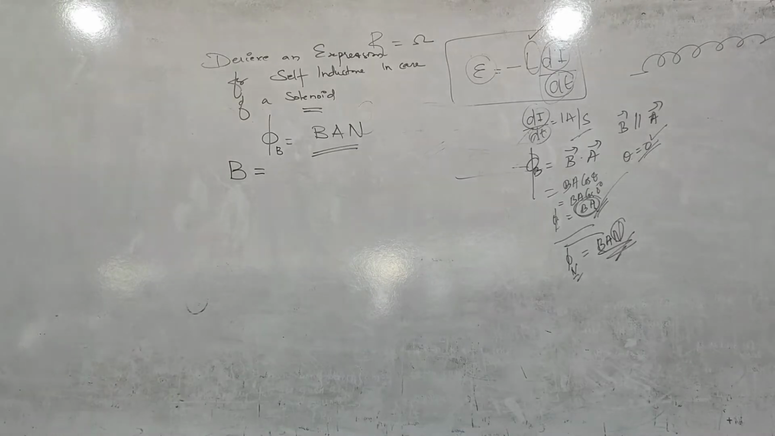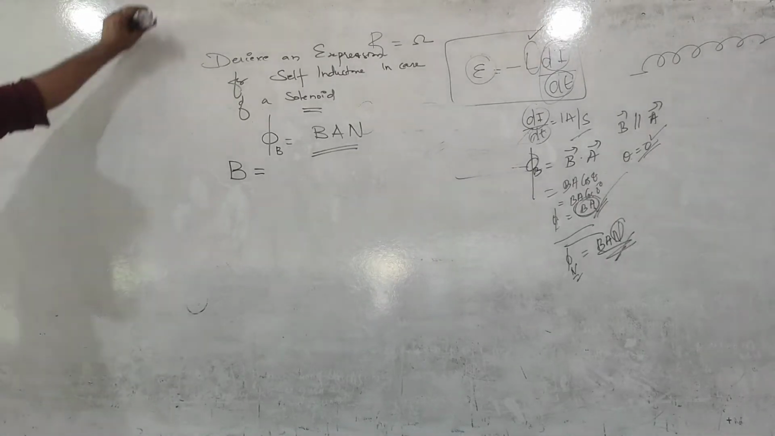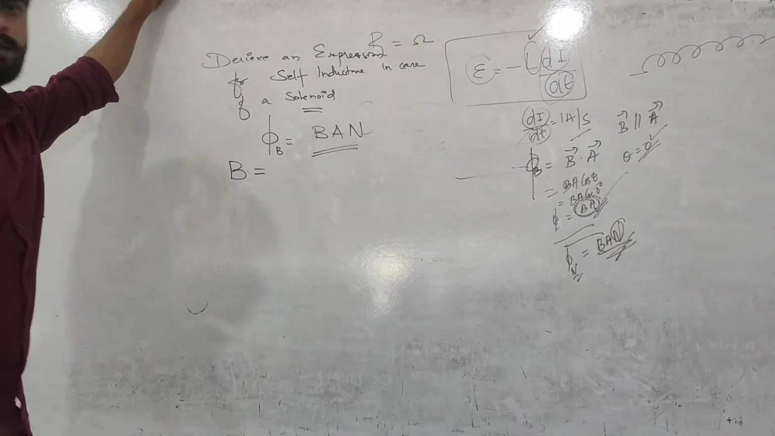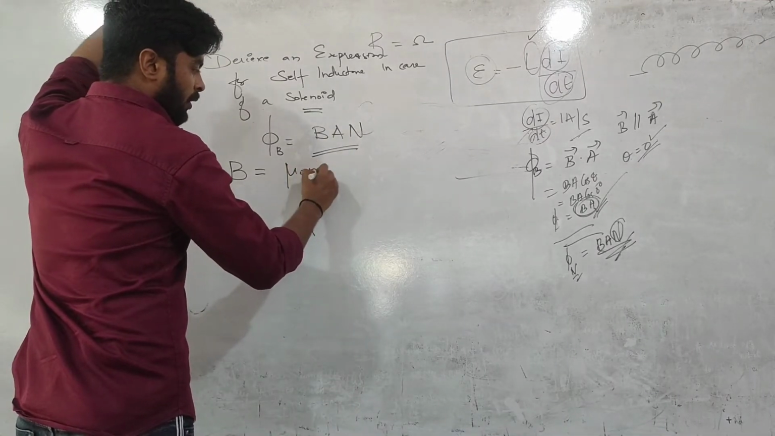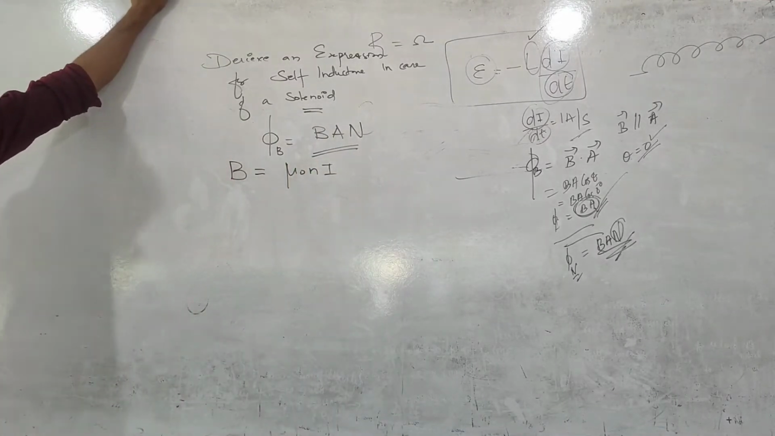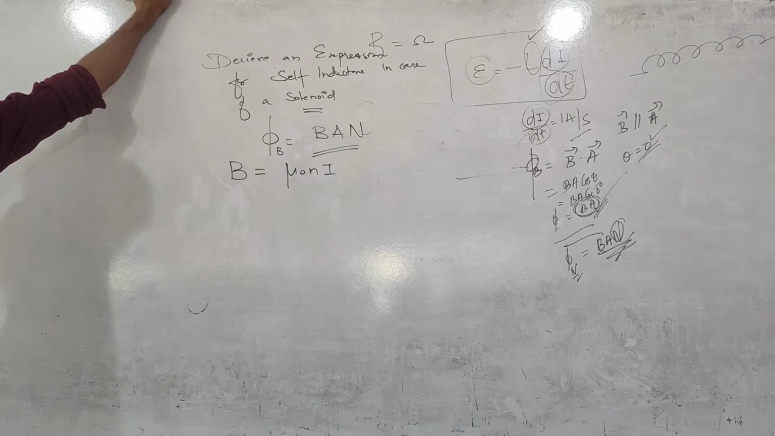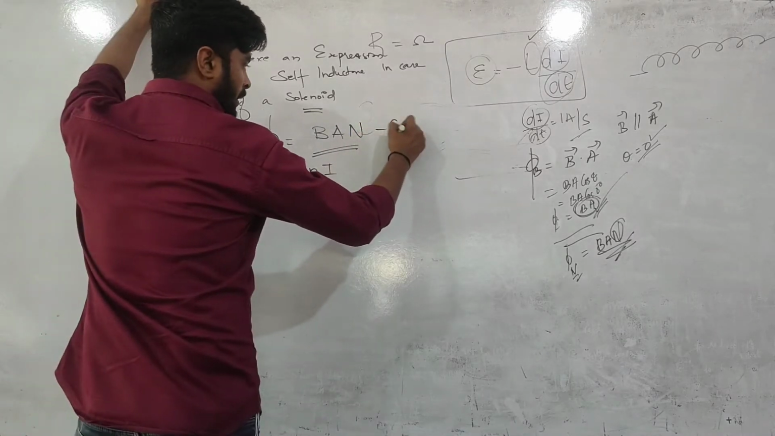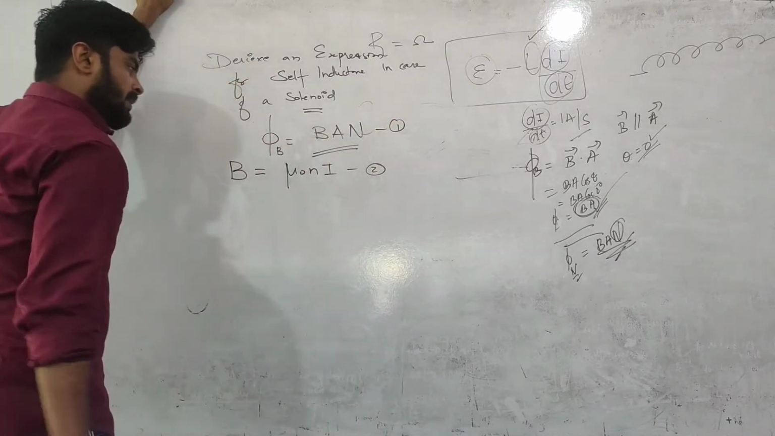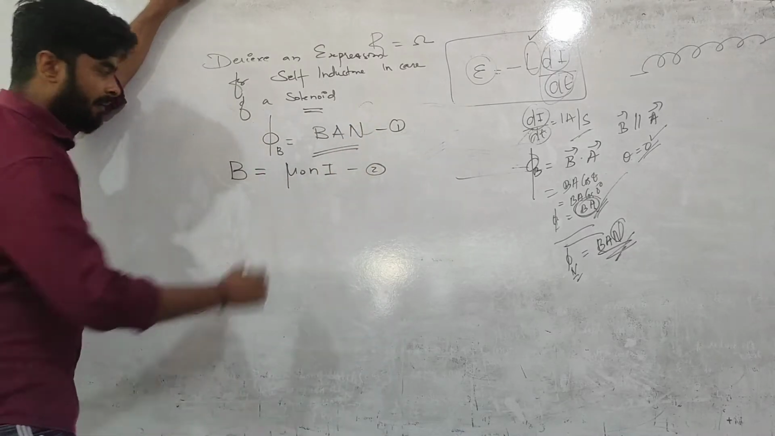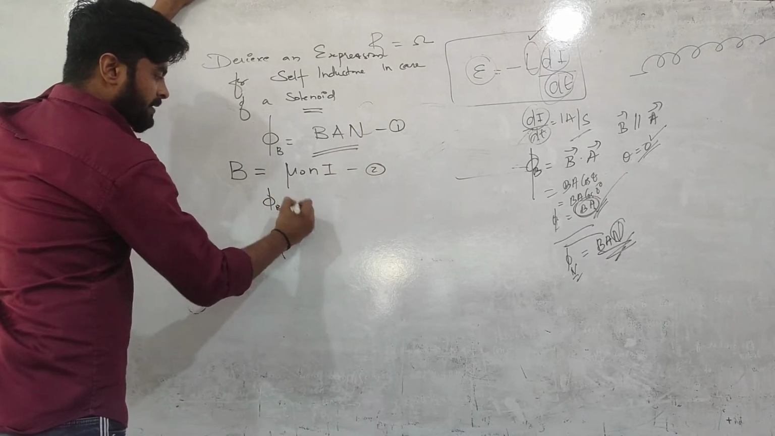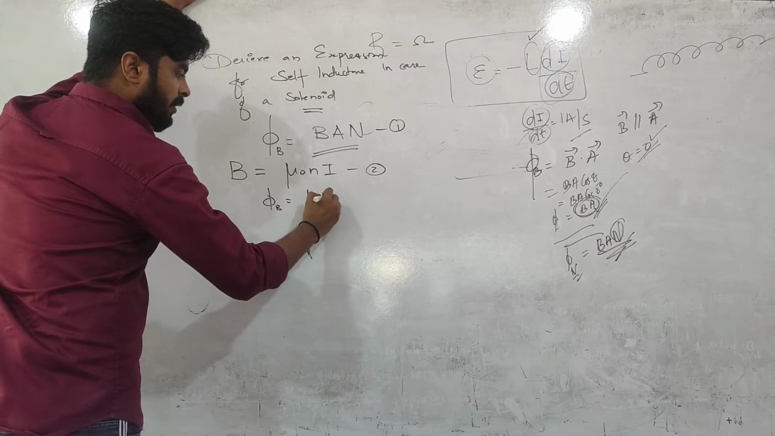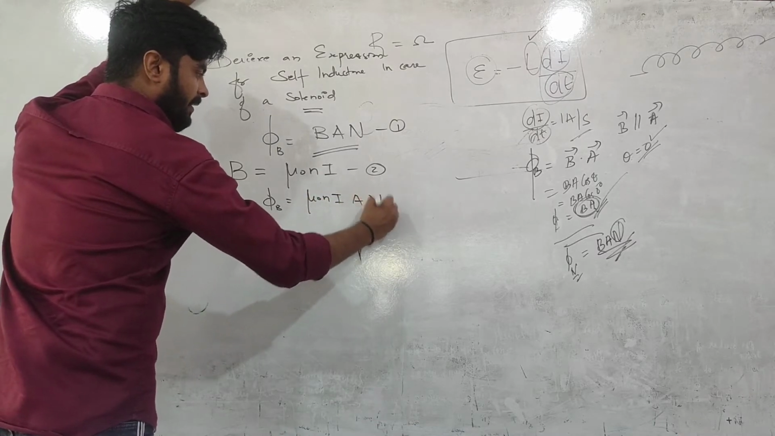What is the magnetic field inside a solenoid, that we have derived in moving charges and magnetism? It was mu 0 n I. This is equation number 1. This is equation number 2. Substituting 2 in 1, we have phi B is equal to mu 0 n I A N.